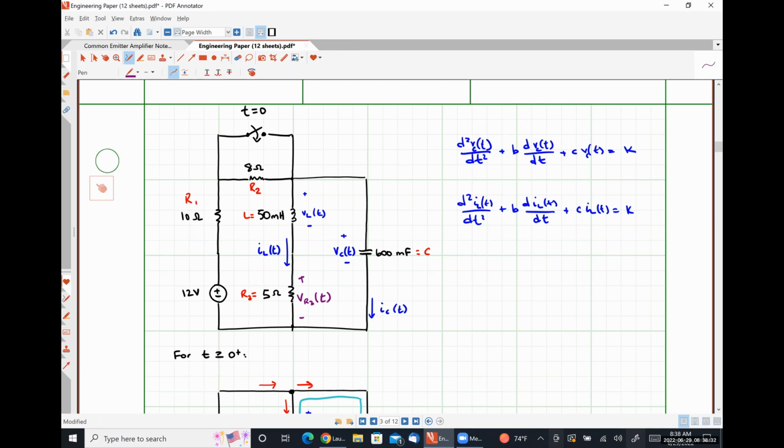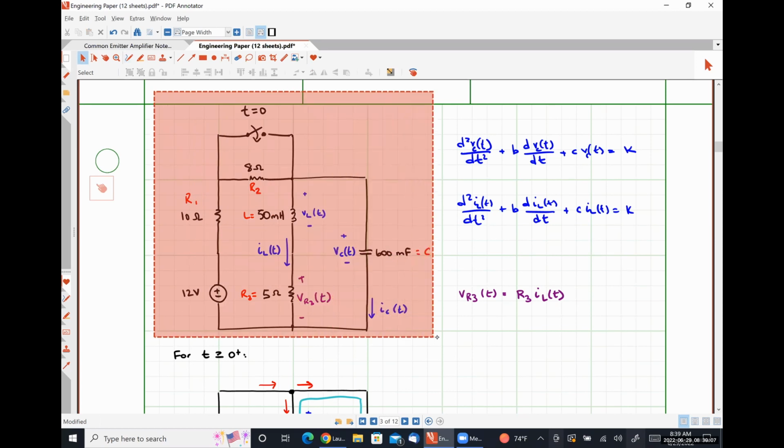And so while we're at it here, we're going to think about what the easiest way to do this would be. I would argue that VR3 is just going to be R3 times IL of t. And so we're going to solve for IL of t and then use that result to calculate the resistor voltage that we're looking for. Okay. All right. So let me grab this real quick.